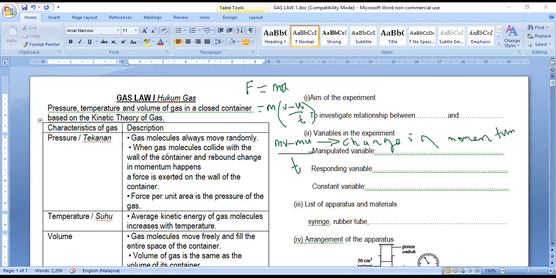So what happens when the gas molecules collide, they will change direction. So there'll be change in momentum. Change in momentum produces force, and because of that, you get pressure. Pressure is defined as force per unit area. Force acting per unit area.